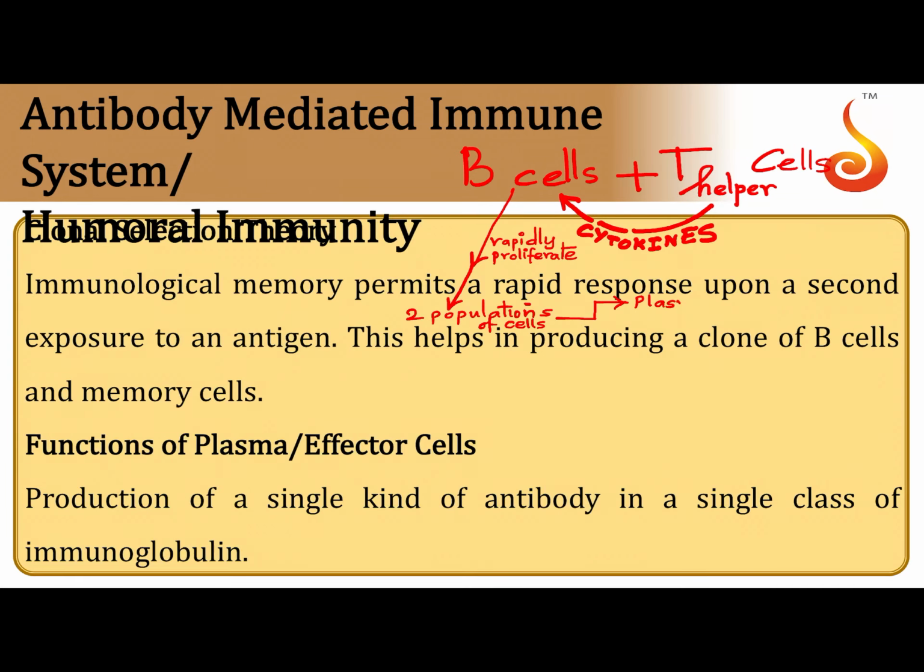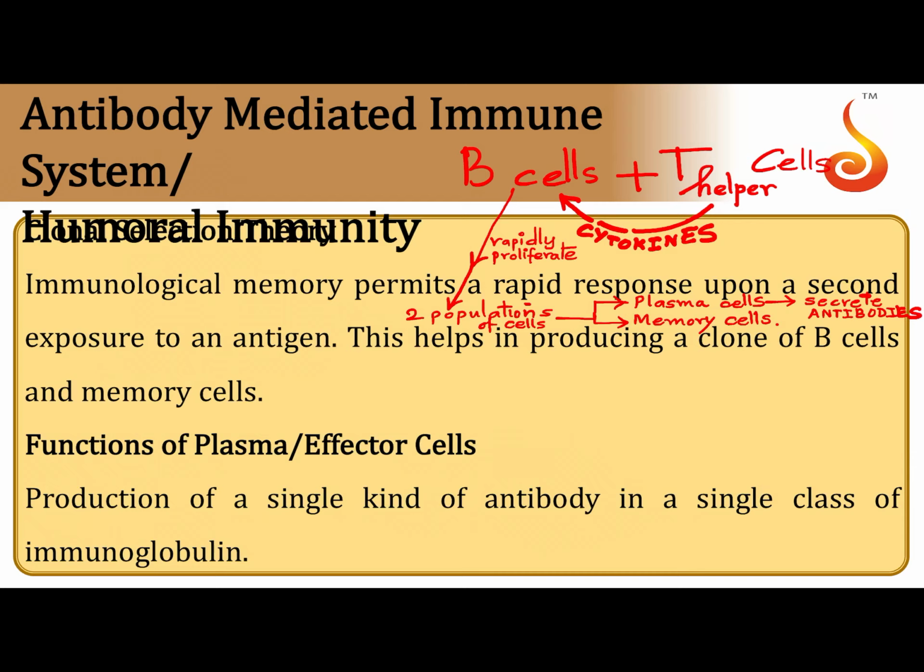So we have the effector B cells, which are called the plasma cells, and we have another group of cells called memory cells. The plasma cells are the ones which actually secrete the most important protein that is referred to as the antibodies to fight against the foreign agents, isn't it? So these are the cells which secrete antibodies.